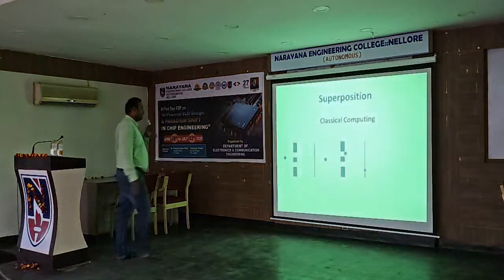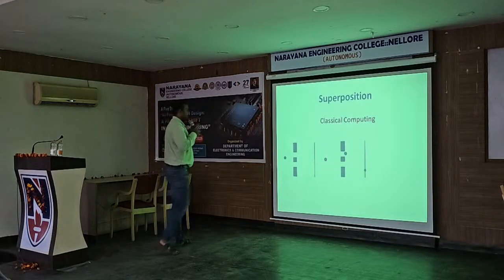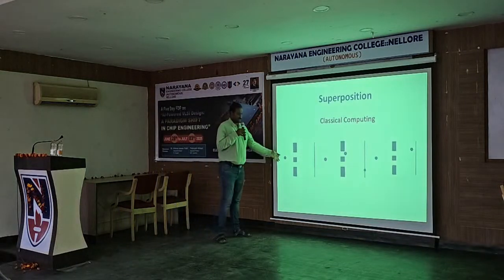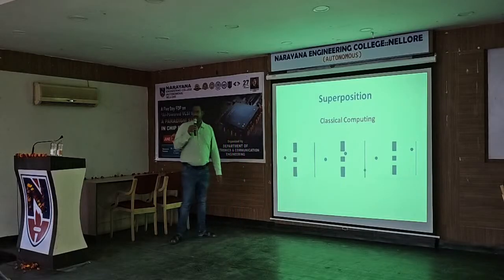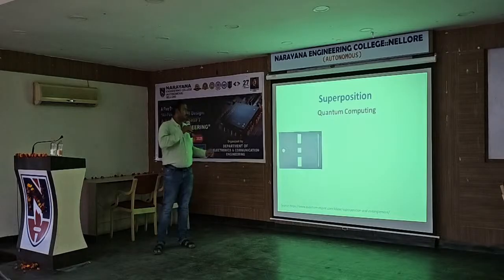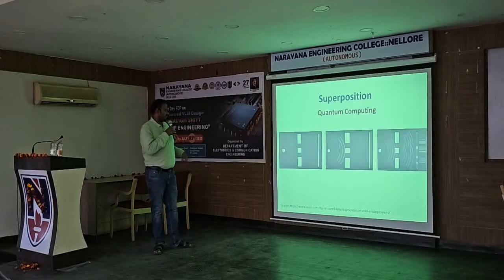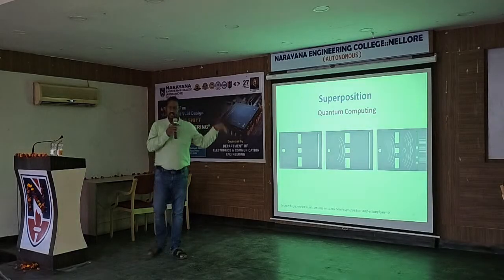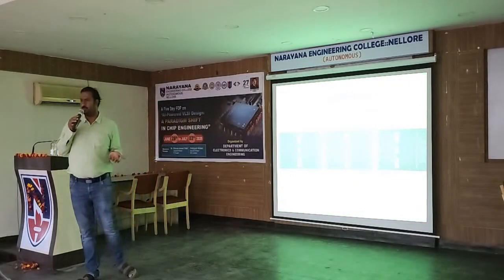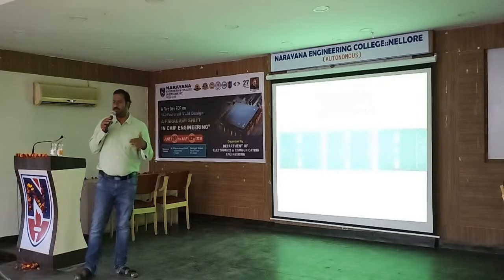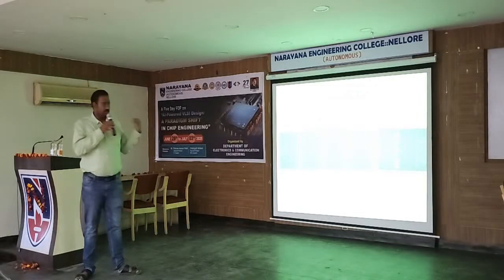Let's say in a classical computer, you send or throw some electron, it will be in either one of these two positions, correct? But in a quantum computer, if you throw some ball or something, it can be in both positions at the same time. That is the difference between classical bits and the qubit.